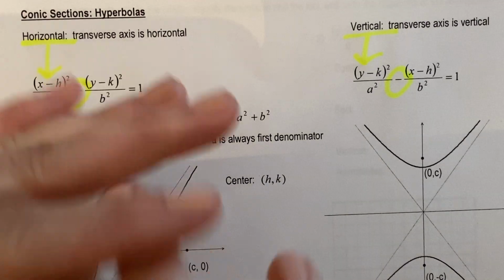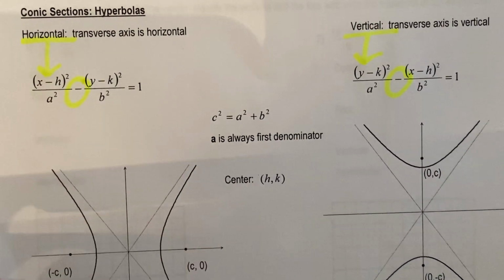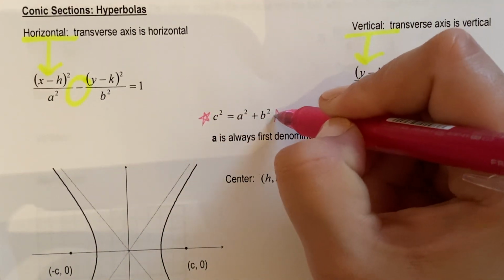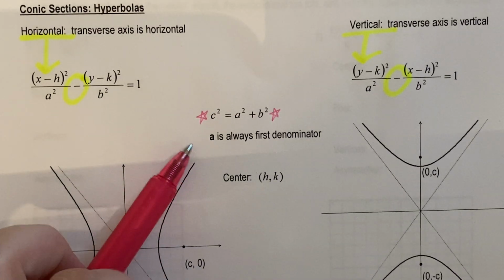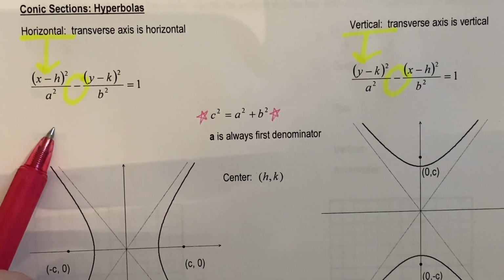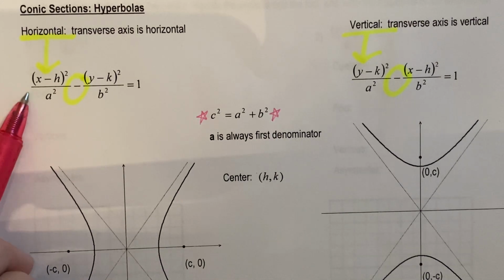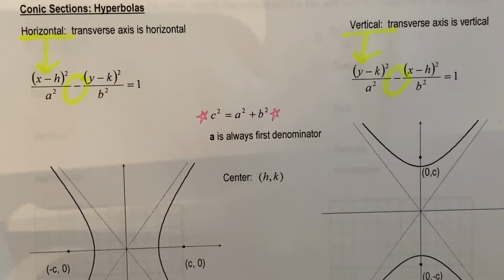Okay, so that's the difference in the equations. The other difference is how you find C. The C value is now just like Pythagorean theorem. It is a squared plus b squared. Again, another reminder, A is always the first denominator. It's not who's bigger. It just comes under whoever's first. X first is horizontal, Y first is vertical, A is just always the first denominator.